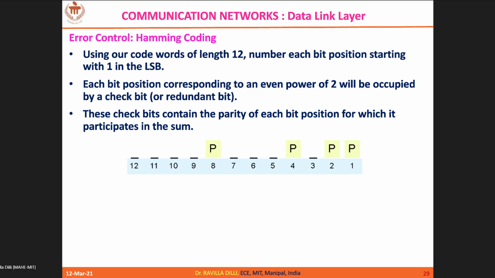So as you can see in this slide, these are 12 bits, 8 plus 4 is 12, right? Out of this 12, you reserve the positions which are powers of 2. So what are the powers of 2? 2 power 0, which is the first position. 2 power 1, the second position. 2 power 2, the fourth position. 2 power 3, the eighth position. These positions you reserve, as shown in the slide.